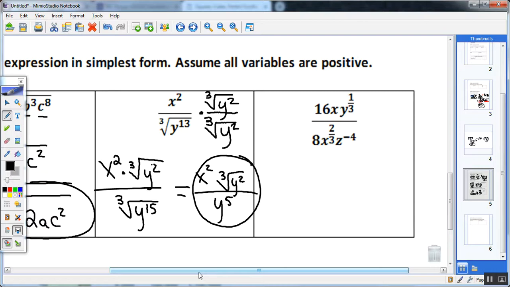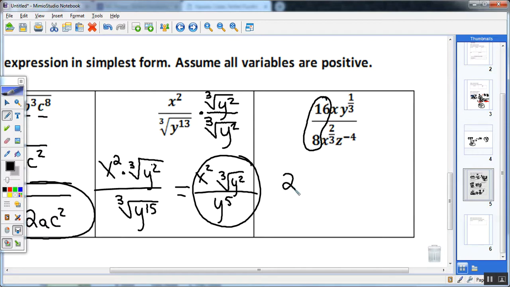Anytime you simplify something though, you want your exponents always to be positive. Okay? Here's how you handle something like this. Look at the 16 over 8. Does 16 over 8 simplify, kids? 16 over the 8 simplifies to a 2. So I could say, well, that's going to turn out to be 2.